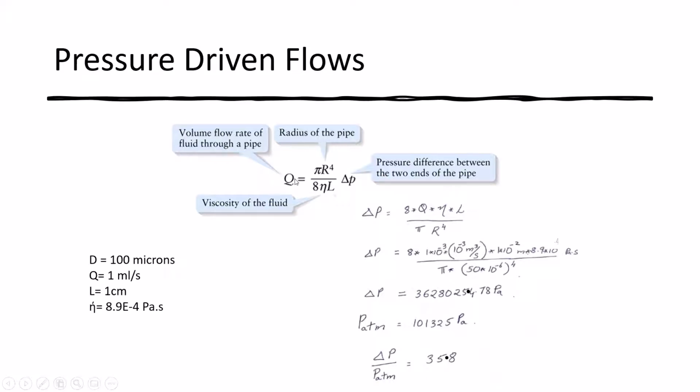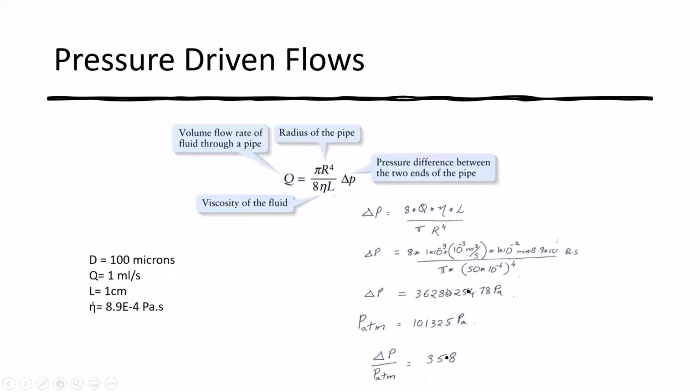So we have the 8 from here. For Q, we are substituting 1 milliliter per second and then converting the units from milliliter per second to meter cube per second. And then we have the length in centimeters, convert that into meters, and then use the viscosity as it is. And we are given the diameter, and the radius is half of it, and to the power 4. So when you solve for this, you get this giant expression.